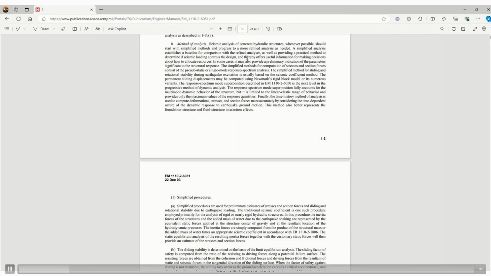We have already carried out this simplistic seismic coefficient method for the analysis, and thereby it offers useful information for making decisions about how to allocate resources. In some cases, it may also provide a preliminary indication of the parameters significant to the structural response. The simplified methods for computation of stresses and section forces consist of pseudostatic or single mode response spectrum analysis.